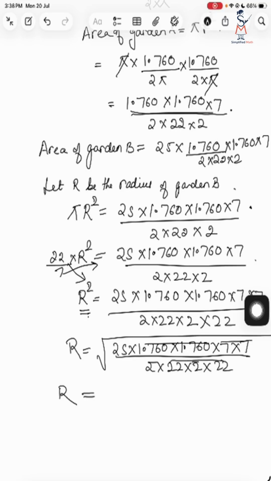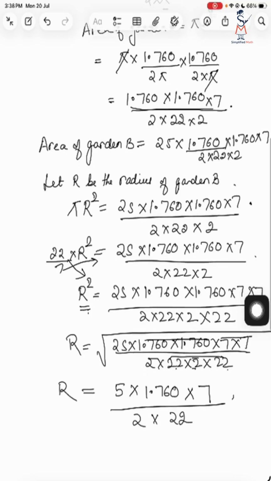Fine. So the square root of 25 is 5. 1.76 into 1.76, we will take 1.76. Out of 2 sevens we will take 1 seven. Out of 2 twos we will take 1 two. Out of 22 and 22 we will take 22. So this is the radius of garden B.